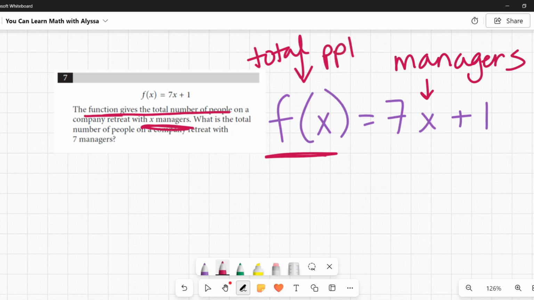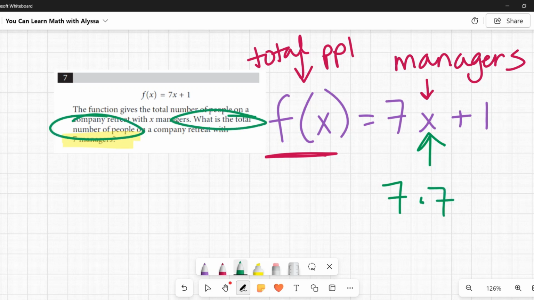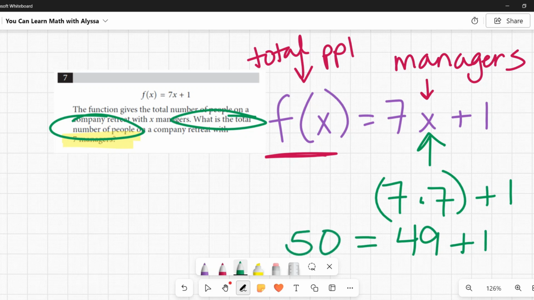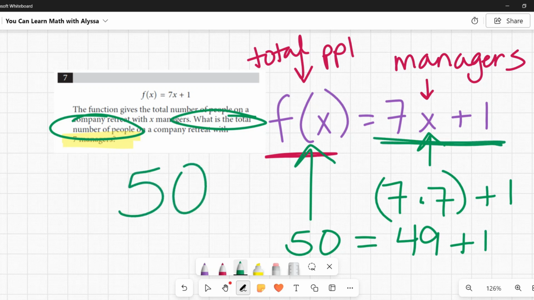Okay, so how many managers are on this corporate retreat? You're told it is 7 managers. So I need to plug in a 7 for the managers, and I'll get that total number of people because that's what they want. They want to know what is the total number of people. So 7 times 7 plus 1. 7 times 7 is 49 plus 1 is 50. So my total number of people, the result I get after I do this math, is 50, and that is my answer.